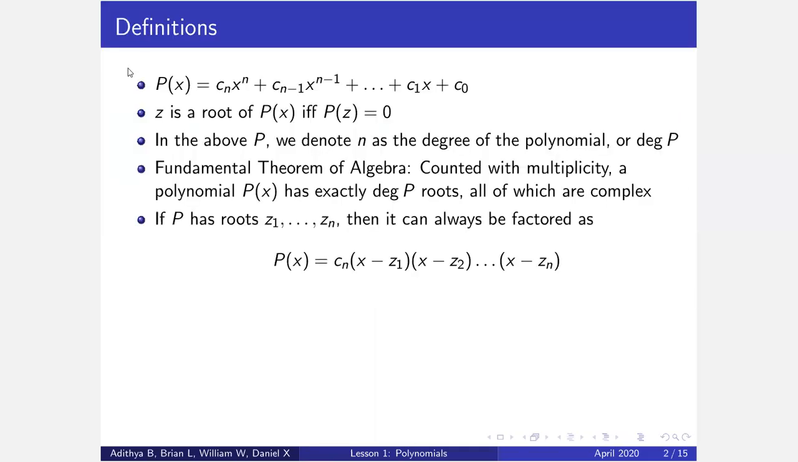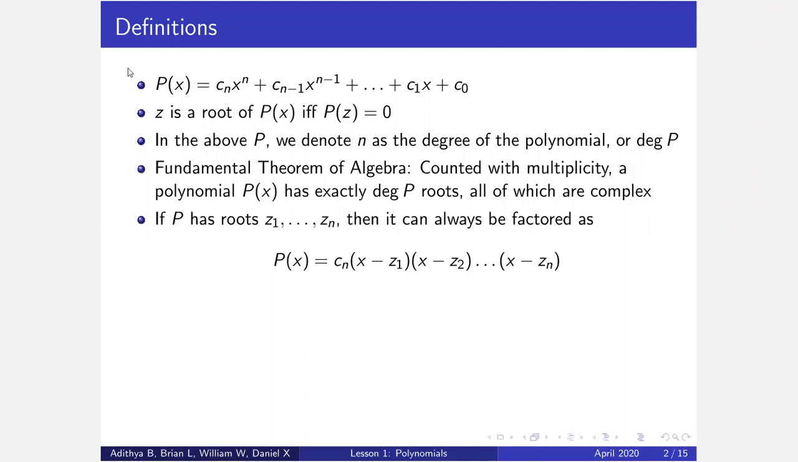So we're assuming that if you're in this class, you probably know what a polynomial is, but in case you don't, we define a polynomial p of x to be c_n times x to the n plus c_{n-1} times x to the n minus 1, all the way to plus c_0. Here c_n through c_0 can be complex numbers, but for this class, we'll generally confine them to reals and mostly integers.